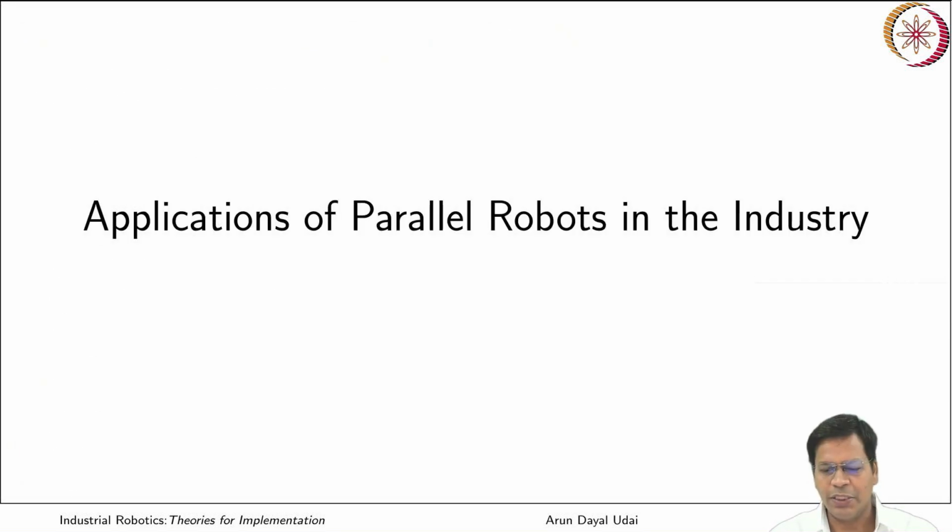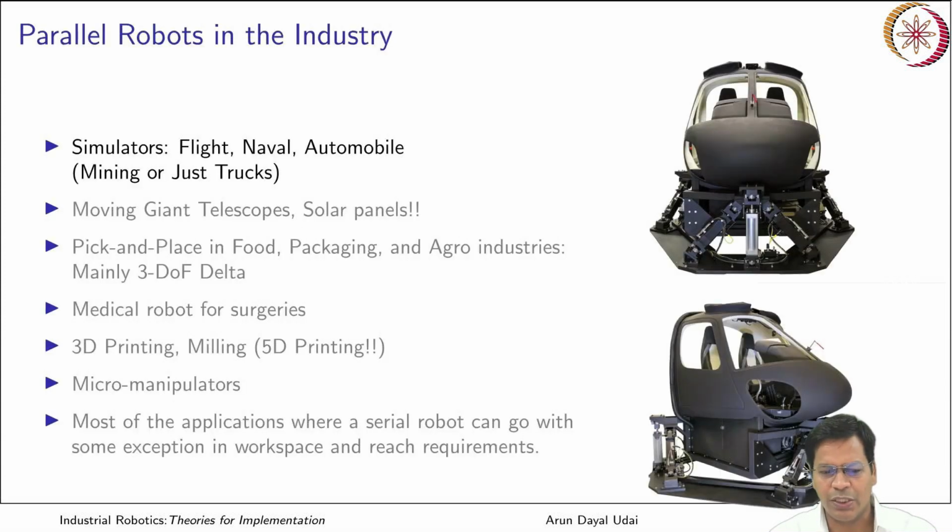So yes, let me just discuss some of the applications of these robots in the industry. You see, flight simulators or a naval simulator, mining or truck simulator, where you can train the drivers who will actually drive the real vehicle. This is just the cockpit of the flight, which is placed on top of a parallel platform. So this looks like a Stewart-Gough platform only.